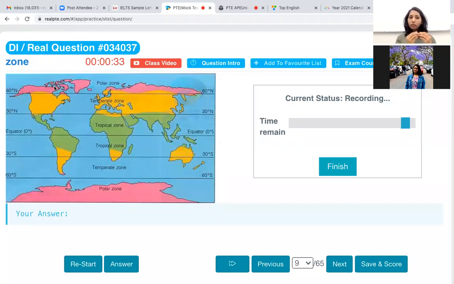Displayed on my screen, and I have 40 seconds to describe the image. From the image, I can see polar zone, temperate zone, tropical zone. From the image, I can see tropical zone, temperate zone, and polar zone. From the image, I can see different latitudes.